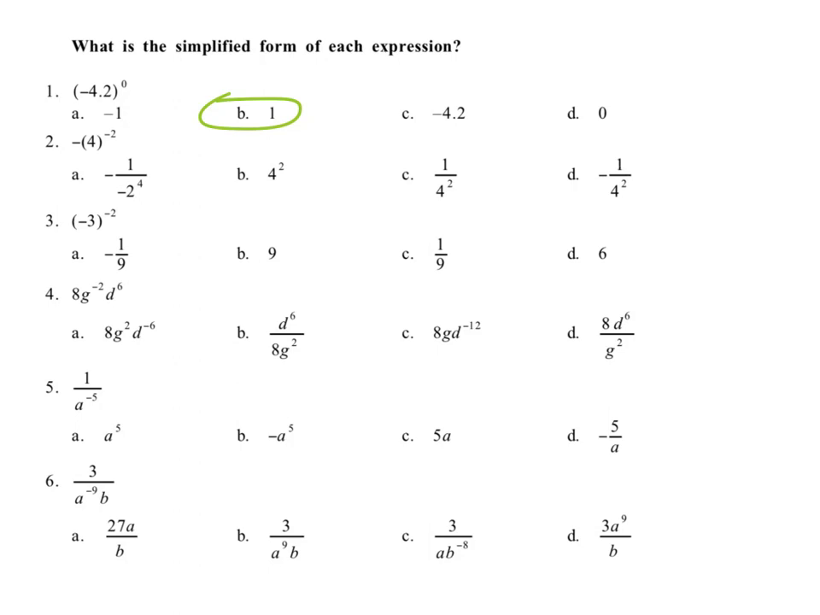Okay? Now, for number 2, there's something interesting going on, which is that this negative right here, see this negative right there? That is not inside the parentheses. That's not part of the base. That is not being raised to the negative second power. So how do we expand this and write it?